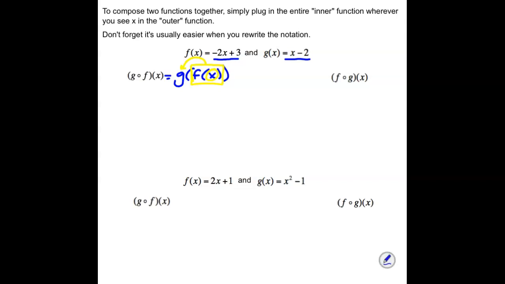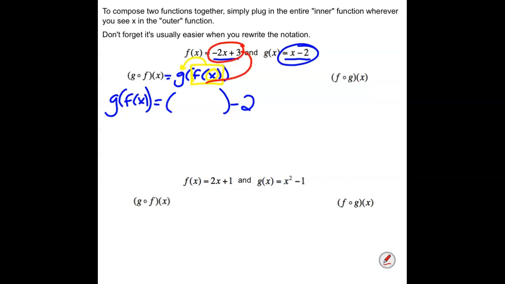Okay, so I'm going to start with function g. Function g says something minus 2, okay, x minus 2. But in place of that x, we are going to dump function f. And then we just have to simplify it as far as we can go. So this is equivalent to negative 2x plus 3 minus 2. Combining like terms, we get negative 2x plus 1.